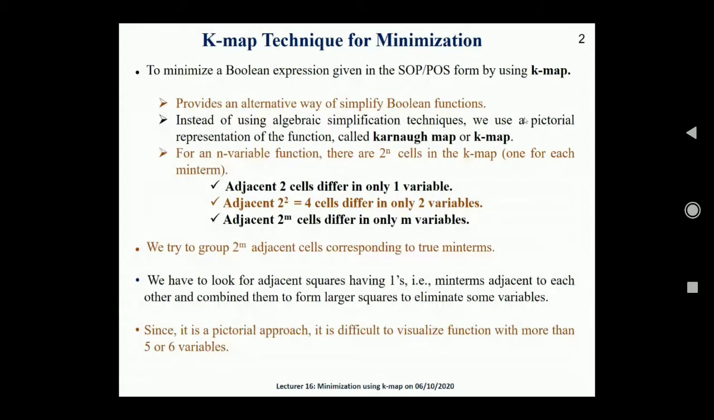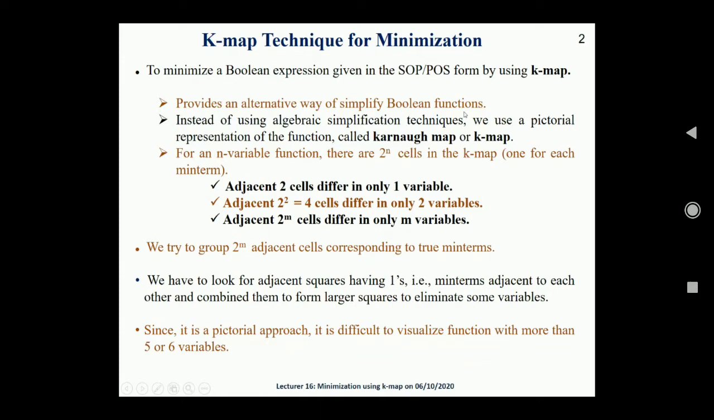So what is K-map? There are a lot of things. Suppose I am discussing one way. The main purpose of this K-map is that we can use it either in sum form or product form. So that means K-map is not restricted only to the sum form; we can use it in the product form also. It also provides an alternative way of simplifying the Boolean function.